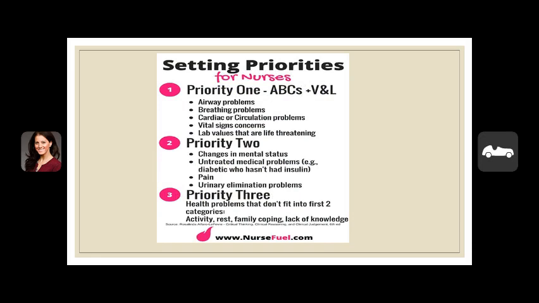So really, the first patient who you want to see is any patient that has the ABC rule and the VNL rule, where they might have airway problems, breathing problems, cardiac or circulatory problems. Maybe there's a vital sign concern. You took their vital signs and their blood pressures are very elevated, or their heartbeat is very, very rapid, or their lab values are so much so that they're life-threatening.